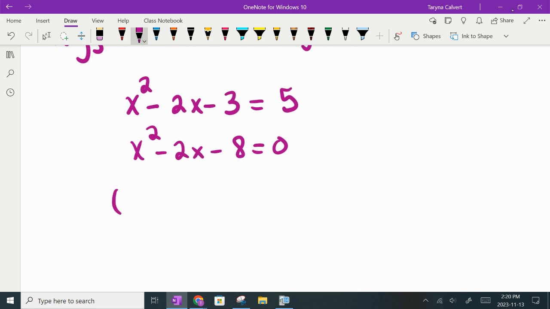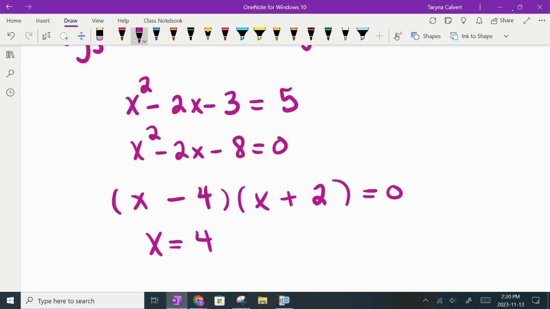Right, so then we factor it. So then x and x, 4 and 2. I need a negative 2, so the 4 is negative, and the 2 is positive. So x equals 4, and x equals negative 2.